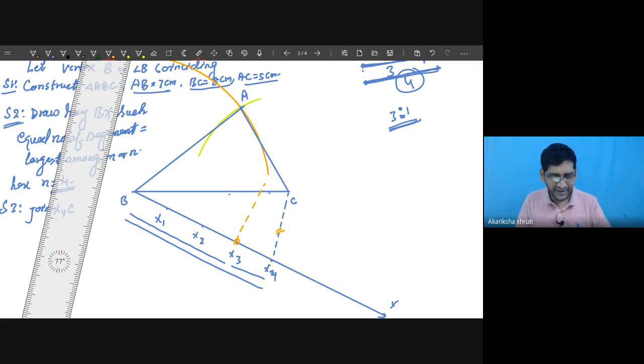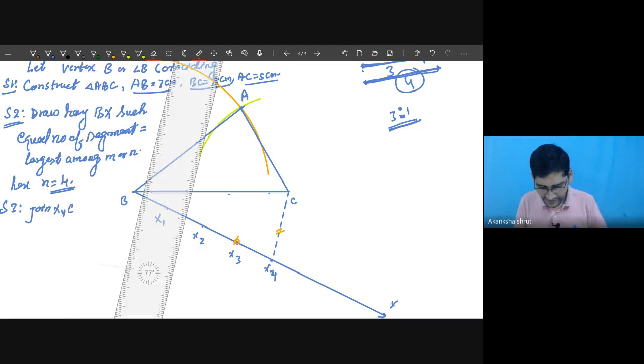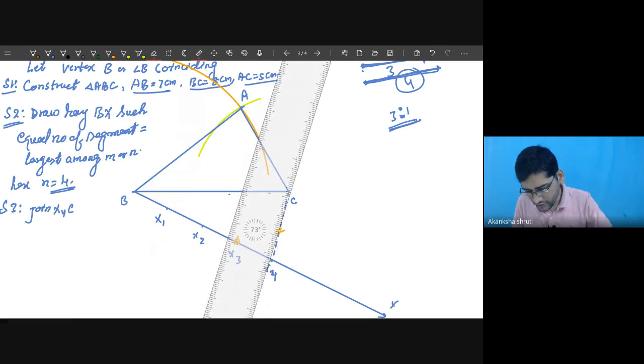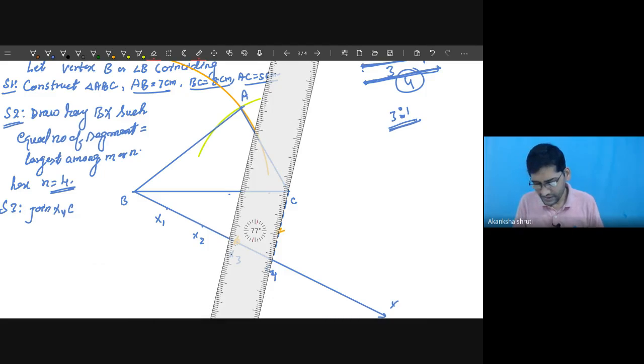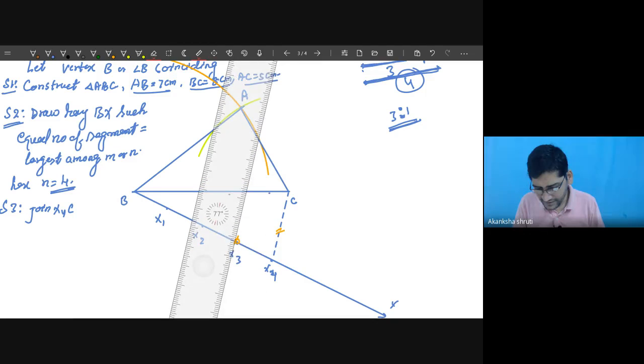How to draw a line parallel? I had already explained in the previous construction. By either of the methods you can do. Okay, students? So please take it. For me, what shall I do? Let me take my scale itself. But for you, you have to draw it with the help of your angle. You can see it is 77 degrees at X4, the 77 degrees. Maintaining the 77 degrees, if I am going to shift at X3, it will cut somewhere here.